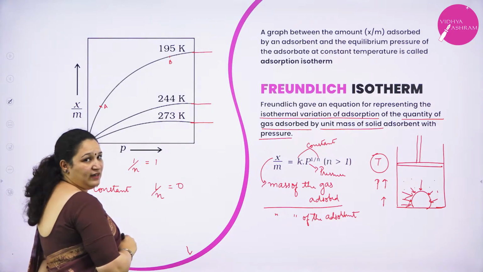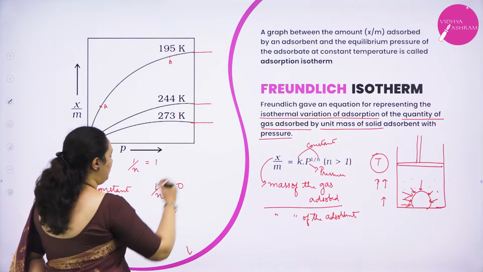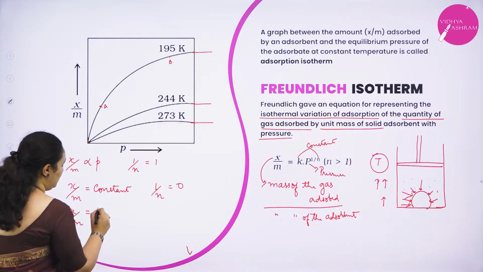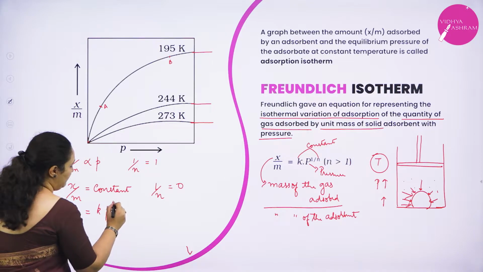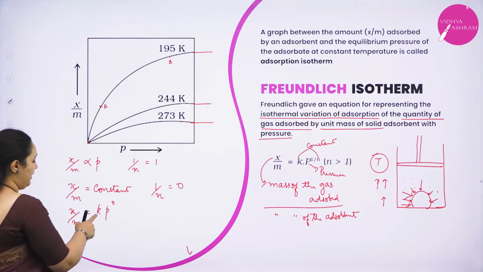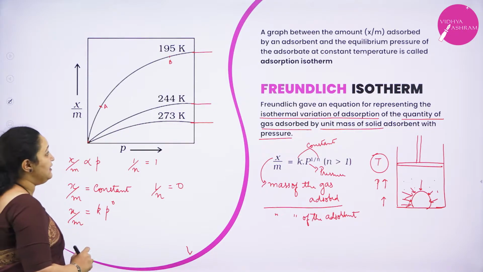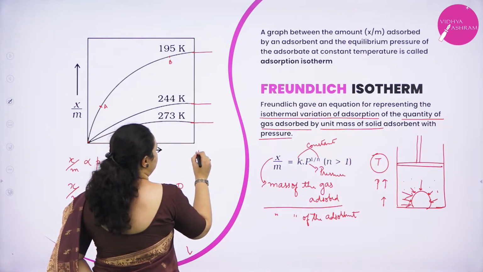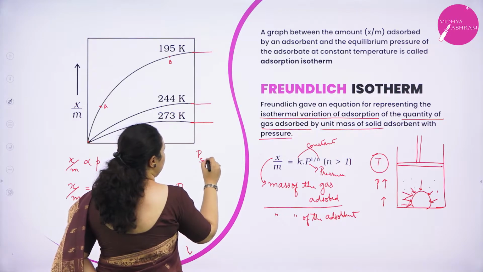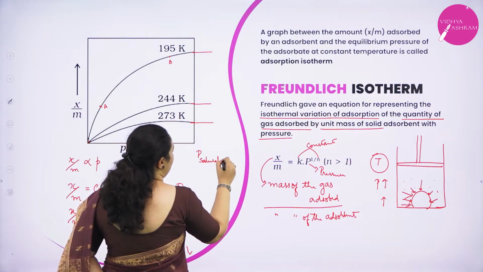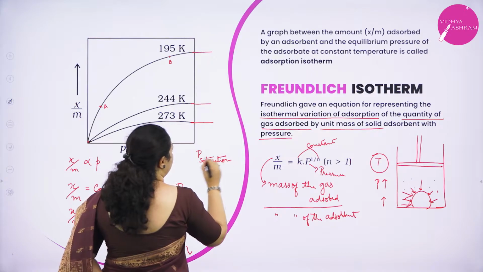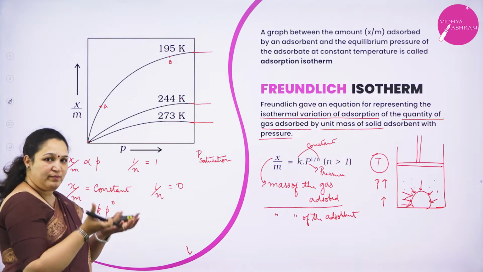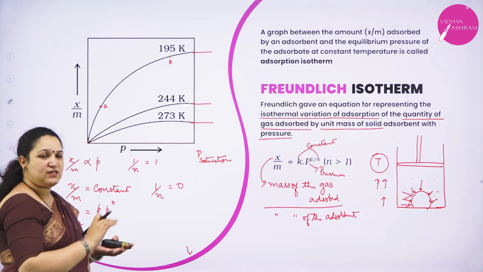Now when 1 by n becomes 0, if you put it in that formula, you can see x by m is equal to k p to the power 0, that is 1. So x by m will be equal to constant. That is the point, or the pressure after this is called the saturation pressure. Already the adsorbent has come up to the saturation level.